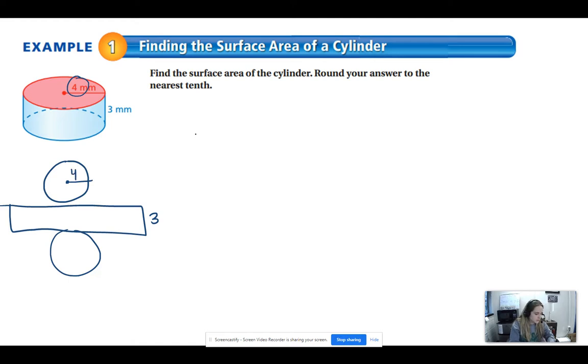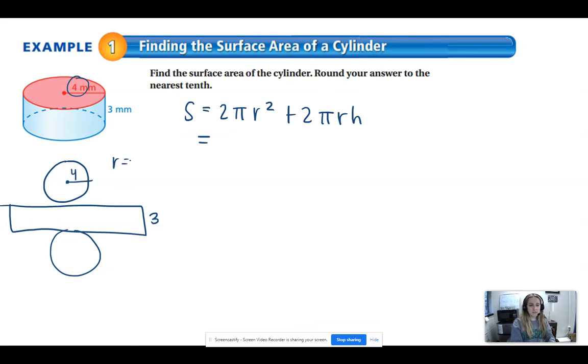Now I'm going to use this information to just plug and chug in my equation. I'm going to look back to my notes, and I'm going to get that equation for surface area of a cylinder. And it is S equals 2 pi r squared plus 2 pi r h. So now I'm just going to plug in what I know.